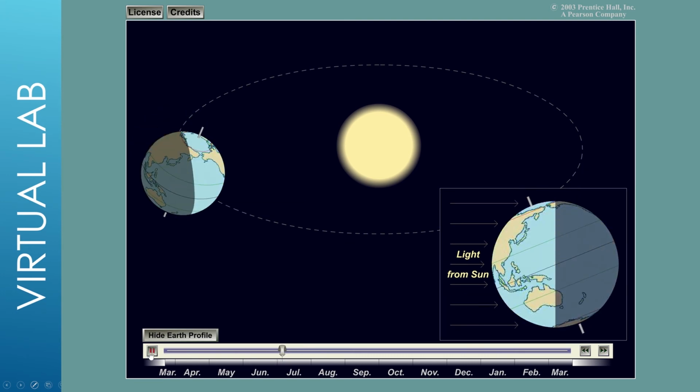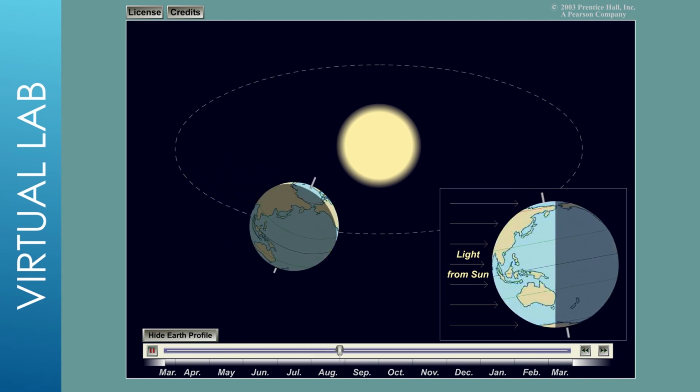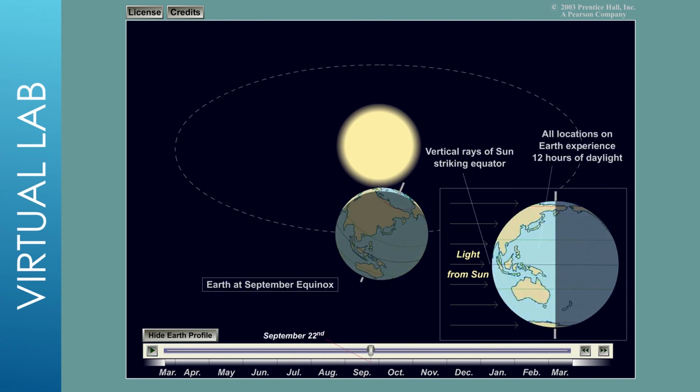And as we keep going, we're going to come over here into the northern hemisphere's fall. One thing I want you to make note of really quick is that neither the northern nor the southern hemisphere is facing directly away, so they're equal. So all locations of the Earth are going to experience 12 hours of daylight here. So everything's equal. The equator is getting the most direct sunlight here during the equinox.